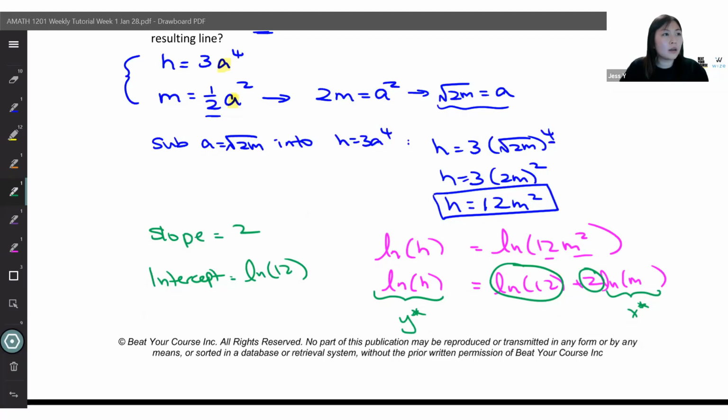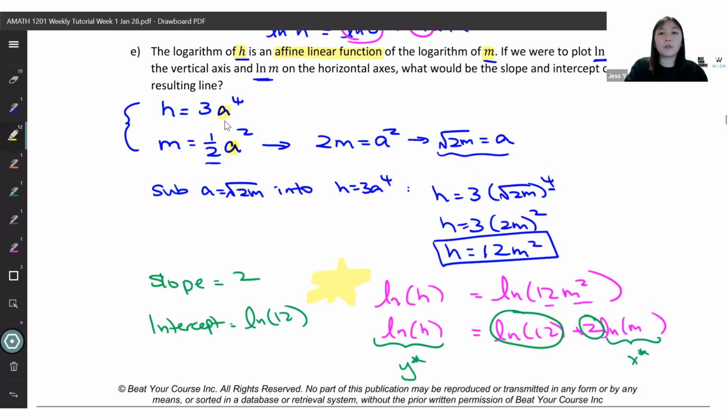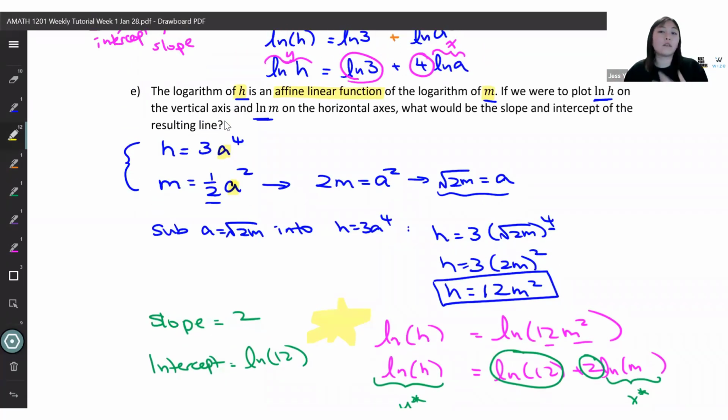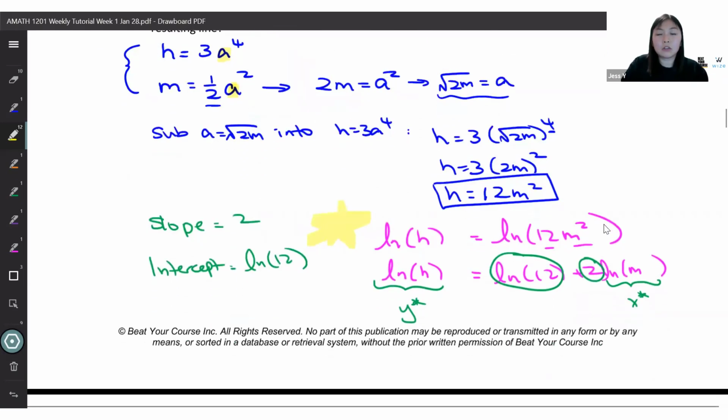Why did we do the ln part? Yeah, absolutely. So this step right here is the key, right? Once you come up with an equation with h and m, or whatever two variables they want you to relate, be very careful. They're not asking what is the slope in the graph of h equals 12m squared. They're asking what is the slope and intercept when we plot ln h against ln m. So we're no longer going to have a graph that's h and m. Those are not our axes. Our axes are ln h and ln m. That's why we have to ln both sides, so that we get these two variables, ln h and ln m. Okay?